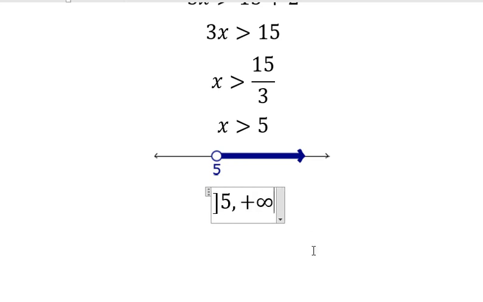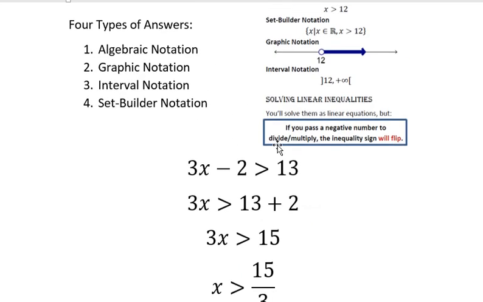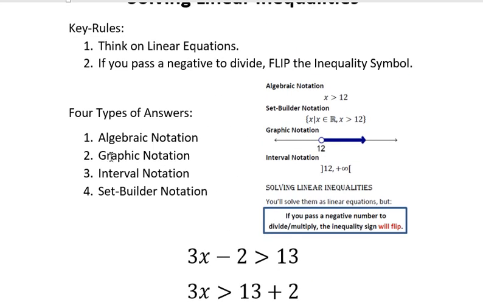We're gonna put this symbol to talk about infinity, and we are always gonna put an open bracket for infinity. We are never gonna close the bracket on infinity. So that will be my solution in interval notation: from 5 to positive infinity, and both of them are open. So now I have algebraic answer, graphic answer, and interval answer.